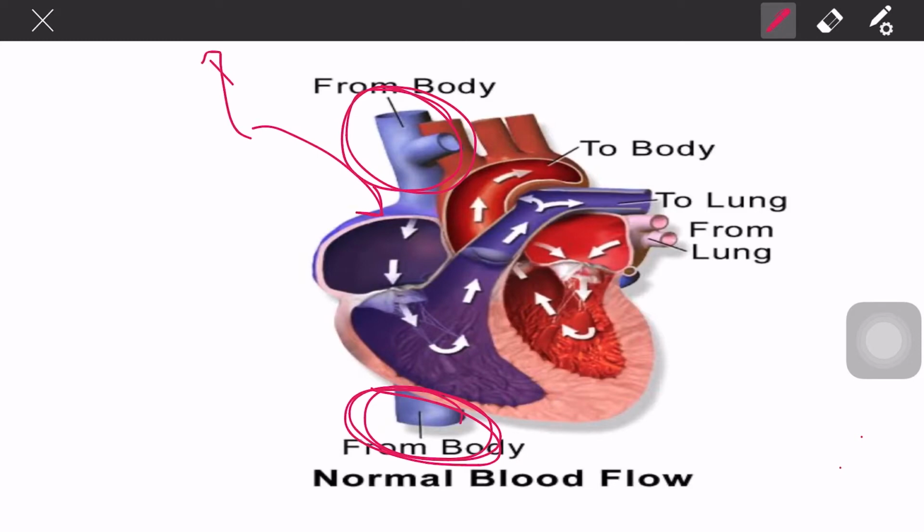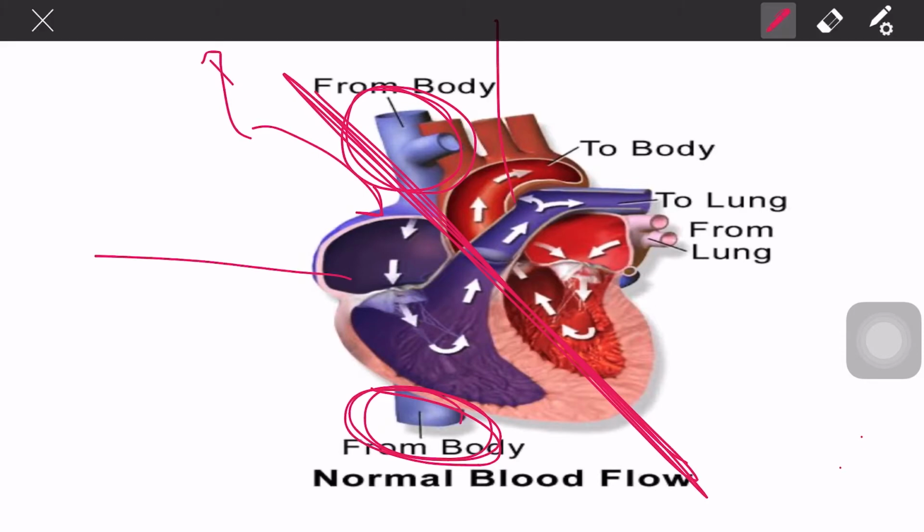Then we have four chambers of the heart. Let's divide the heart in two. We have the left side of the heart and the right side of the heart. And then we have the four chambers. First chamber is the right atrium. Then we have the right ventricle. Then we have the left atrium. And we have the fourth chamber, the left ventricle.